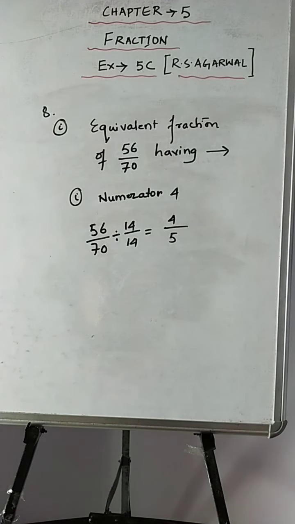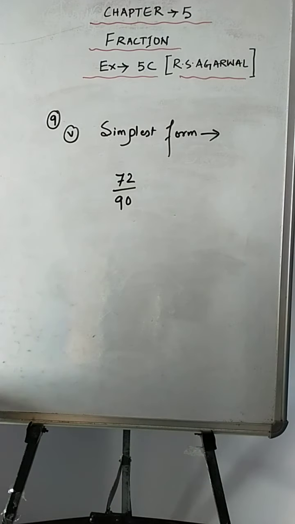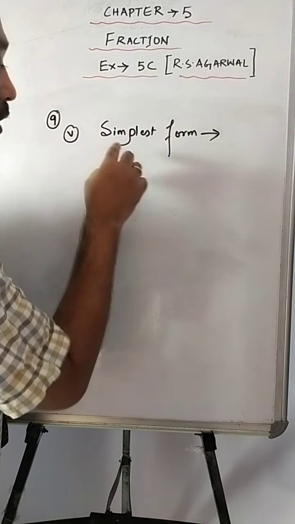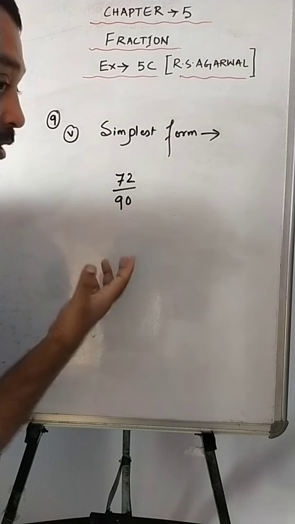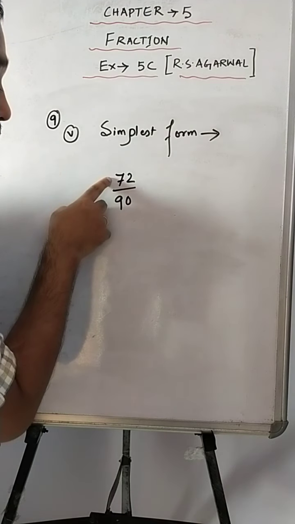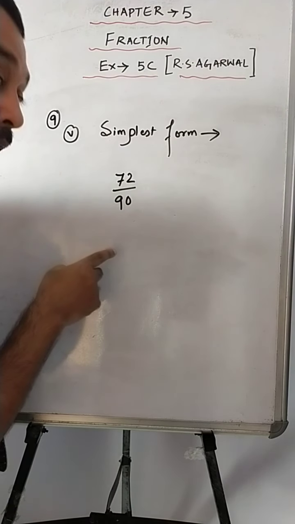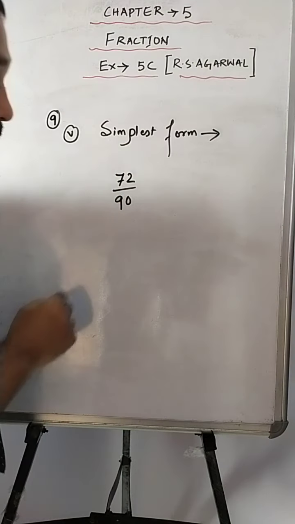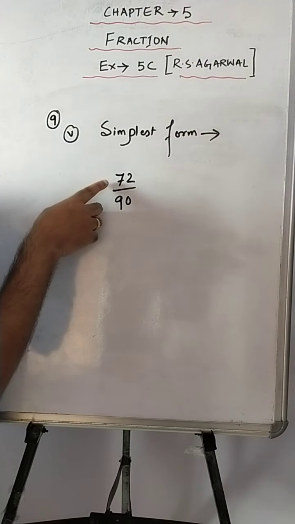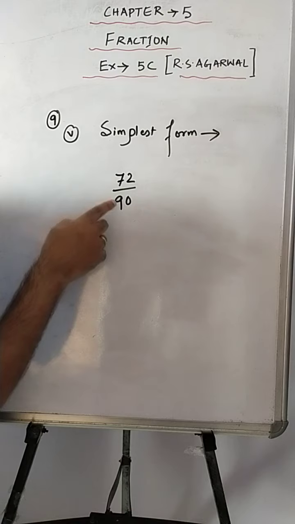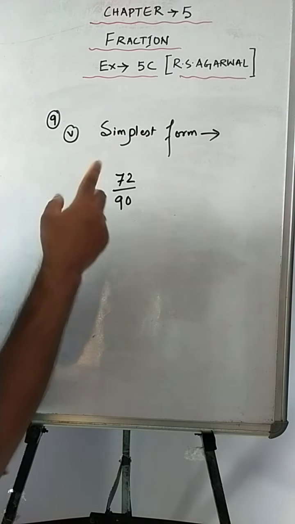Okay, now let's do the last sum for today's session, that is sum number 5 of question number 9. In question number 9, you have to convert the given fraction into the simplest form. What is the simplest form? It is when the numerator and the denominator have only 1 as a common factor. But in this case, we can divide. What is the common factor of 72 and 90? We have 2.